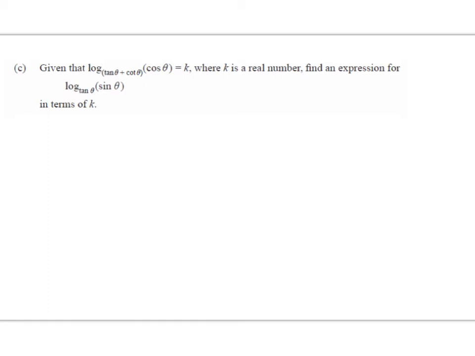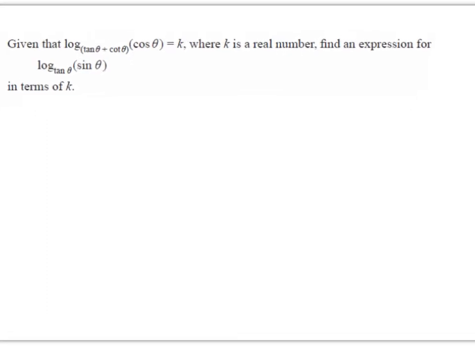Alright, we're given an expression here, the log to this base of cos theta, and we're told that that equals k. We're asked to use that fact to write this log with a different base in terms of k. So first thing to notice is that we've got logs with two different bases, so it's probably going to come in useful to write the logs with the same base. So if we do that, this is how we do it.